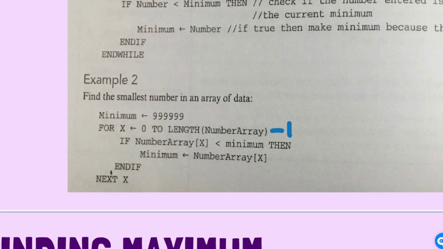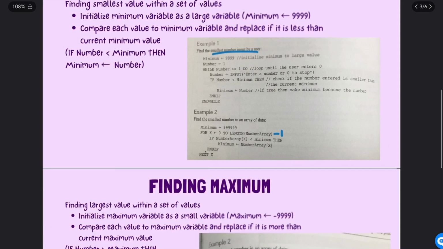So if it were, let's say, 8, if 8 is less than 999,999, then that becomes the minimum, and it is less than 999,999. So our new minimum is 8. And it just continues again. The same exact concept we learned before.